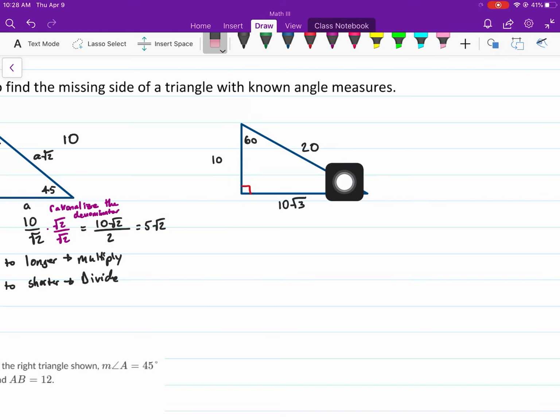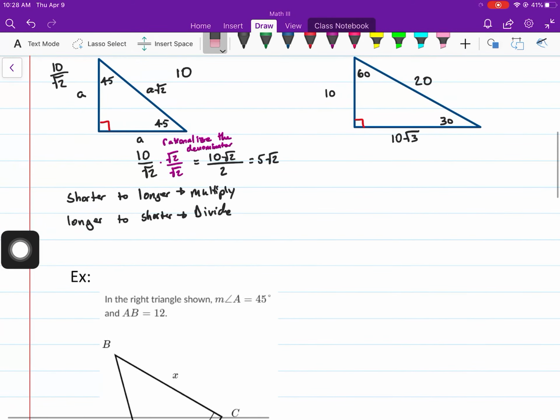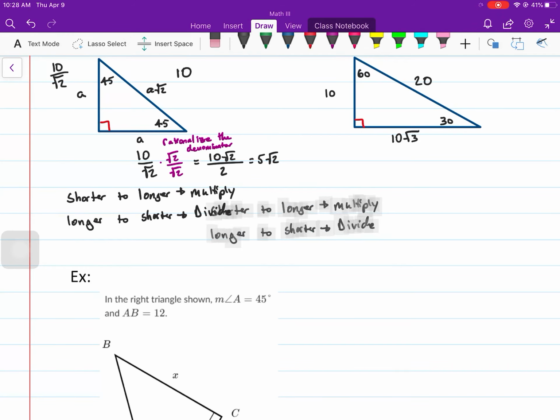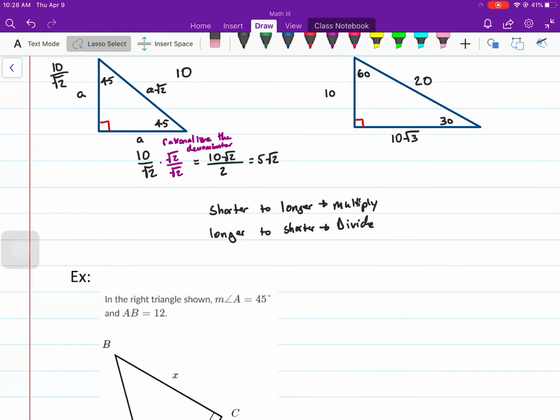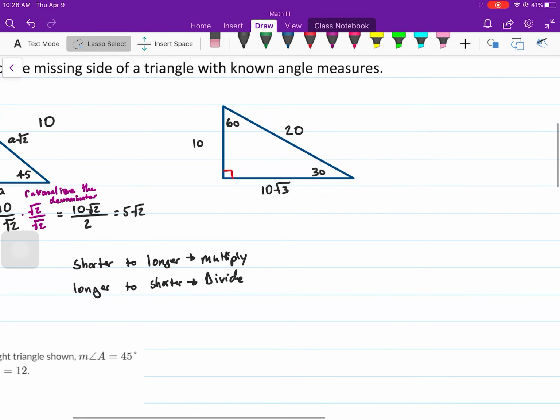So notice going from smaller to larger, this rule still applies. I'm going to put this over here because that applies to both of them. If you're ever going from a shorter leg to a longer, multiply. If you're going from longer to shorter, divide. So let's say we start with a hypotenuse of 8. How do we go backwards? Let's say you want the long leg. If the question asks for the long leg, you can't go directly to the long leg. You need to go back to the short leg first.